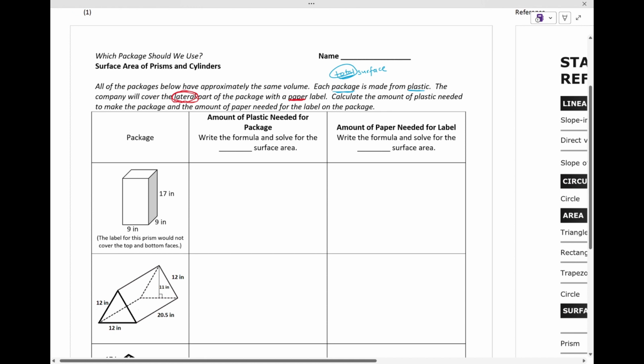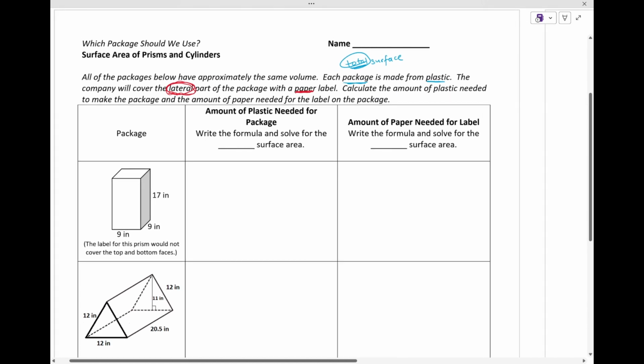So here, amount of plastic needed for a package, we're looking for the total surface area. Okay, because when you make the package, the plastic has to cover all the sides, including the bases, like the lid on the can or the base of the can or whatever it is. Or on a cardboard box, you gotta have the lid on the top and the part on the bottom. But just for the label, it doesn't have to go on every side. It's just the sides, so to speak, the lateral parts, not including the bases. So that's going to be your lateral surface area for the paper label.